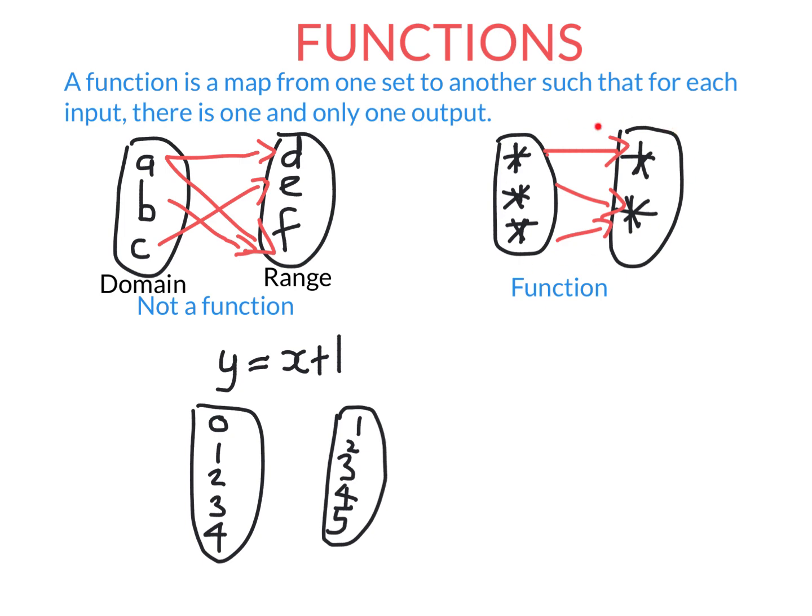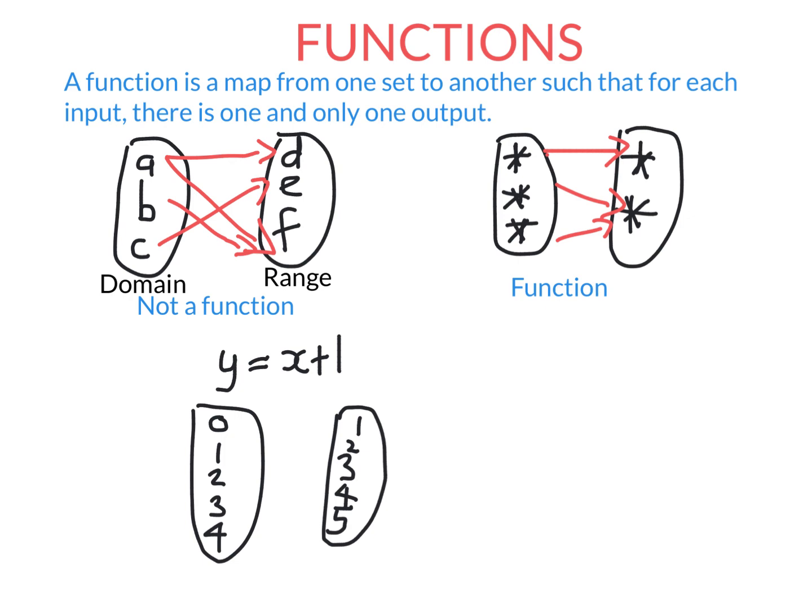If we look over here, each of the inputs is only mapped to one output. It doesn't matter that these two are mapped to the same output. These two are each only mapped to one output, and that's why this is a function.